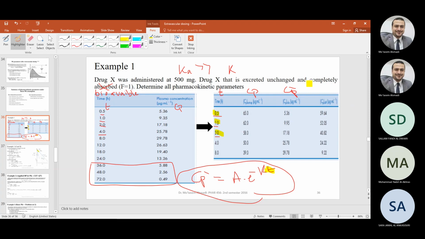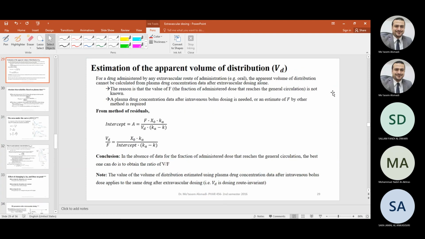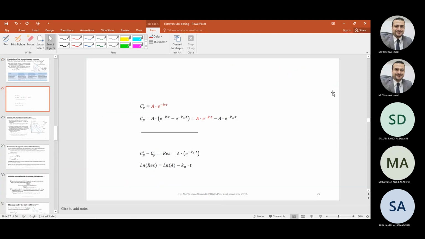And the last step is the residual calculation, which is equal to Cp prime minus Cp. This is the fourth column. This is Cp prime minus Cp. Why do we do this? Because going back to the method of residuals, this is the equation of Cp prime, and this is the equation of the Cp. We just take the difference between them.